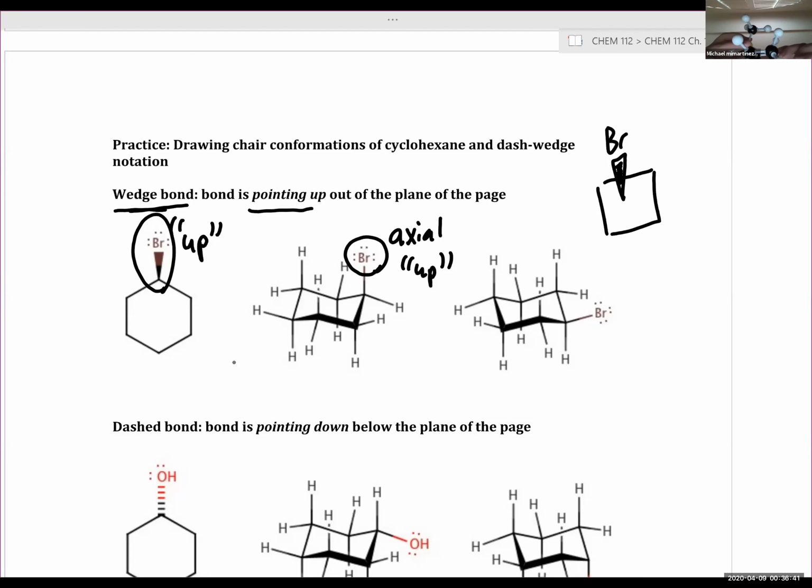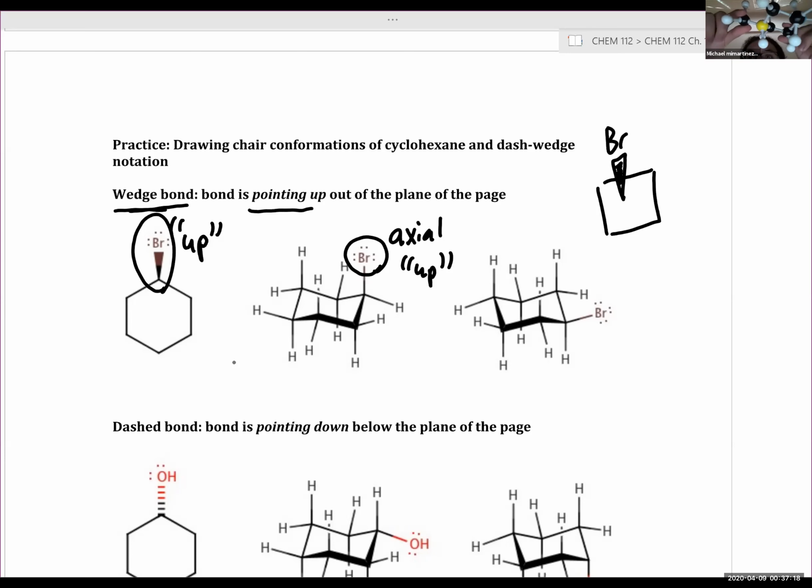Now, we can just as easily perform a ring flip. So I'm going to move my blue carbon up and I'm going to push my yellow carbon down. And now my question to all of you is, even though this methyl is still up, is it axial or equatorial now? Is it axial or equatorial? Yep, it's equatorial.